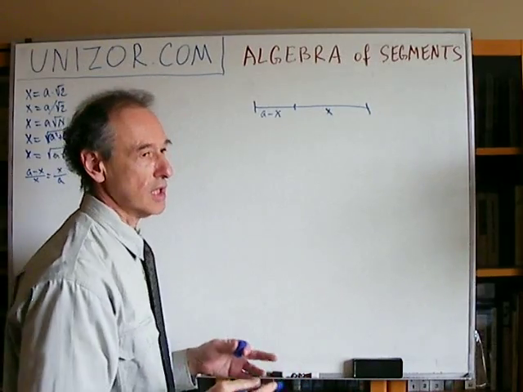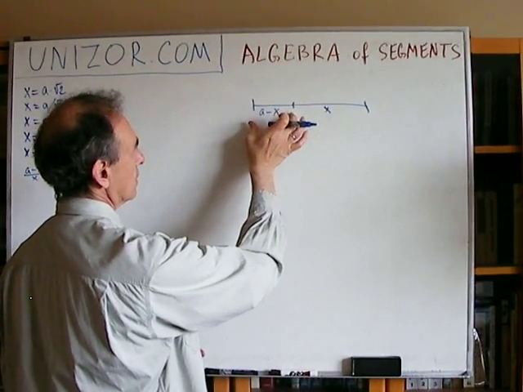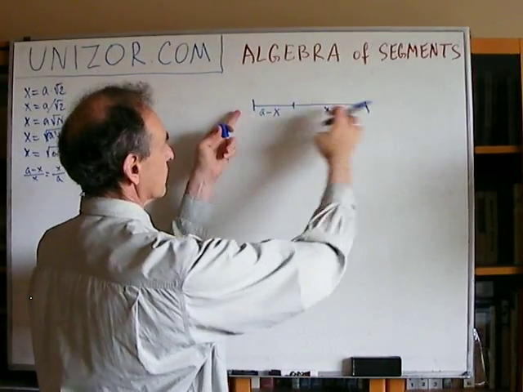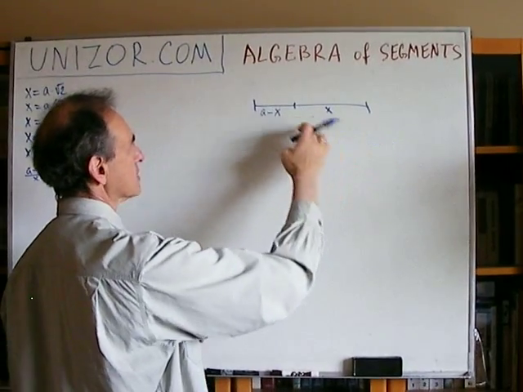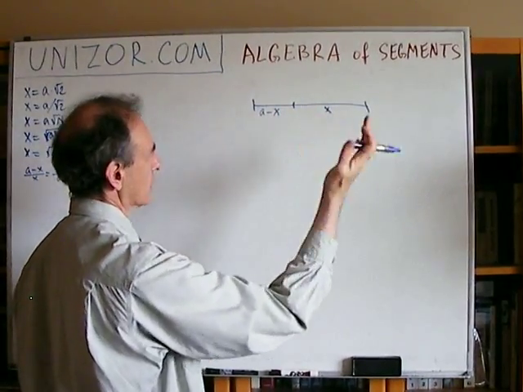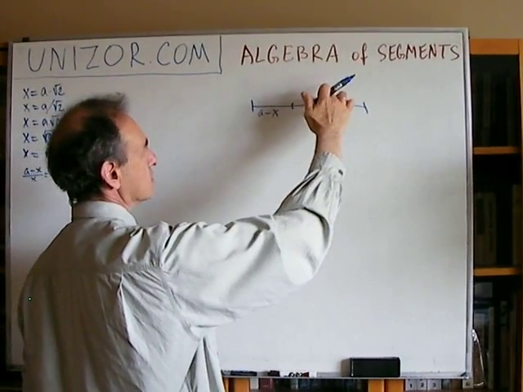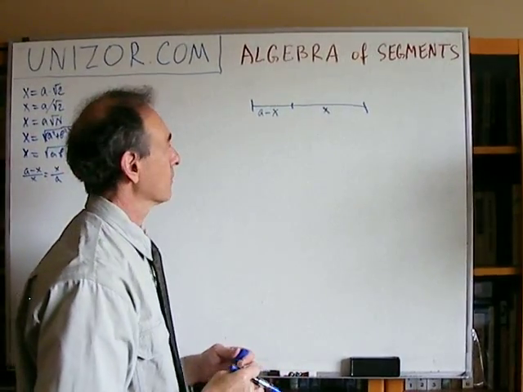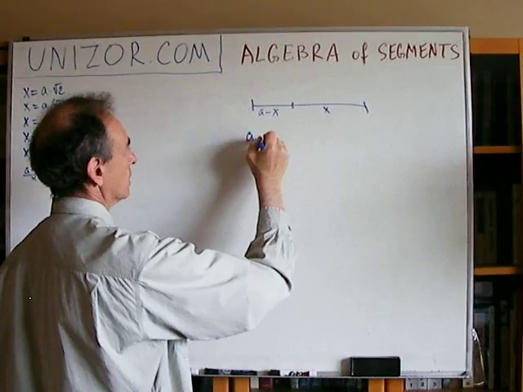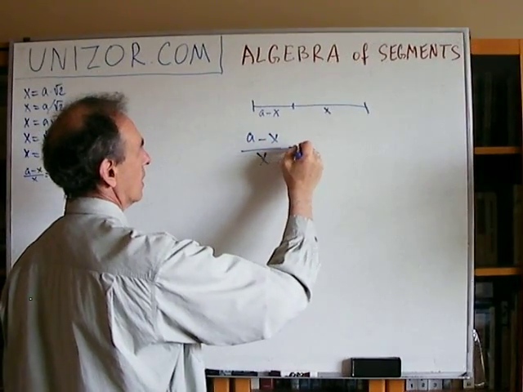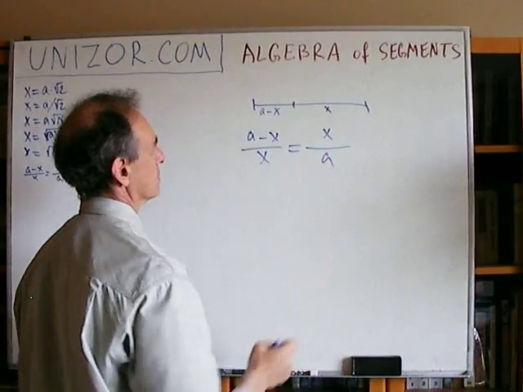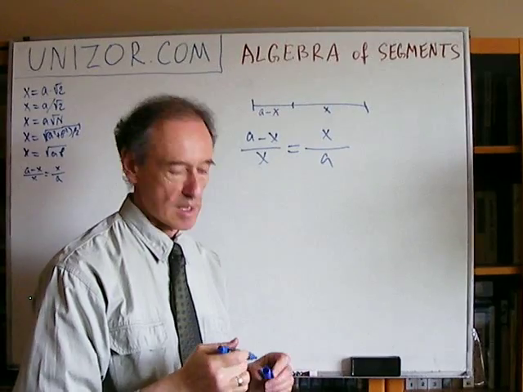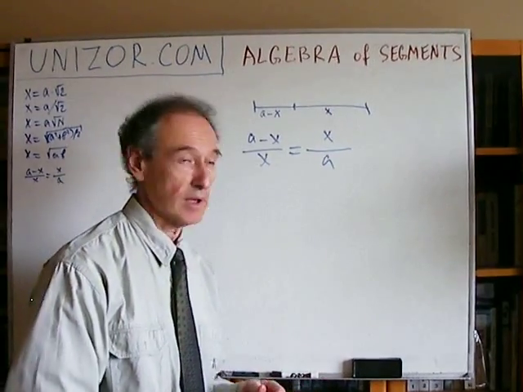So the golden ratio is basically the point which divides our given segment of the length A in two parts, where the smaller part relates to the bigger part as the bigger part relates to the whole segment. So (A minus X) divided by X is equal to X divided by A. That's basically the equation for X, which we have to solve somehow, but solve it geometrically.